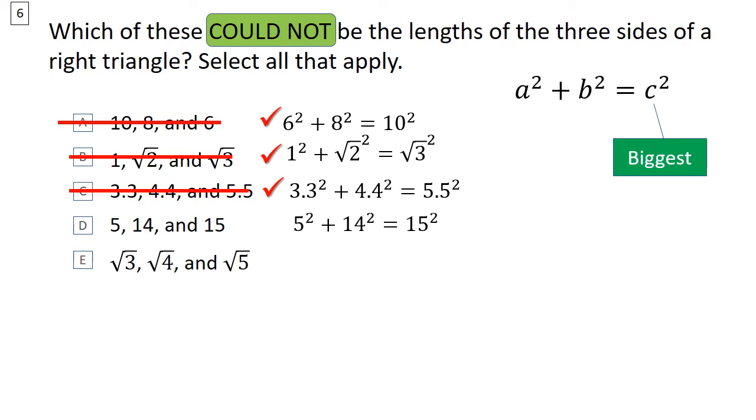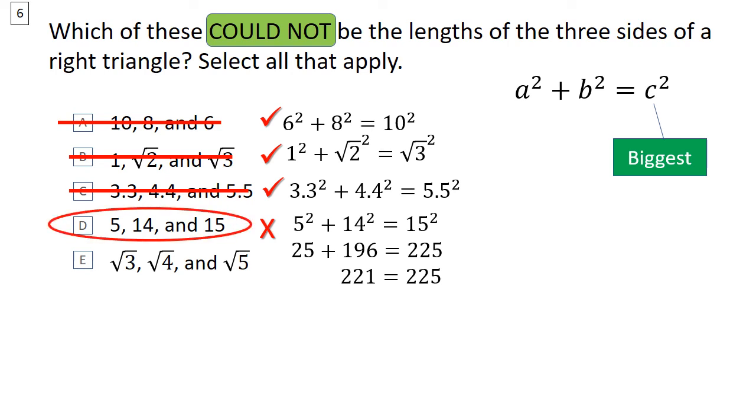How about this one? 5 squared plus 14 squared equals 15 squared. Do they? That one actually doesn't. They come close, but they're not equal. So that's a no, but I want no's, so that's actually one of my answers.